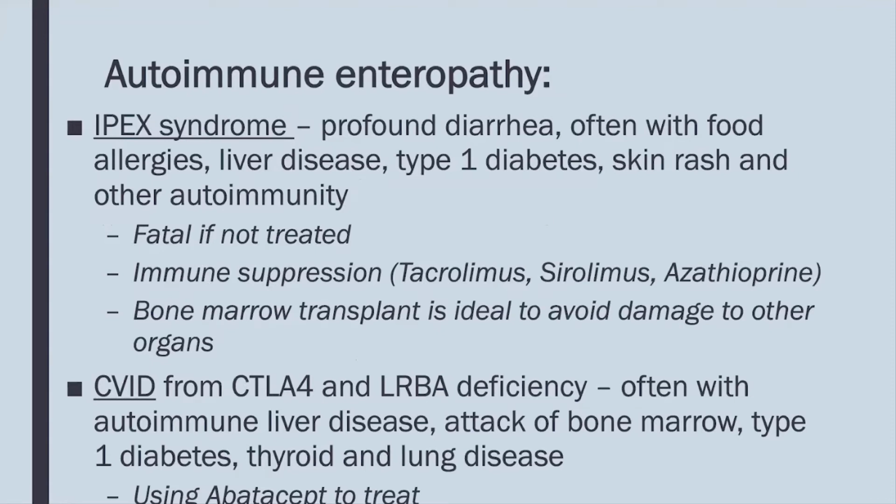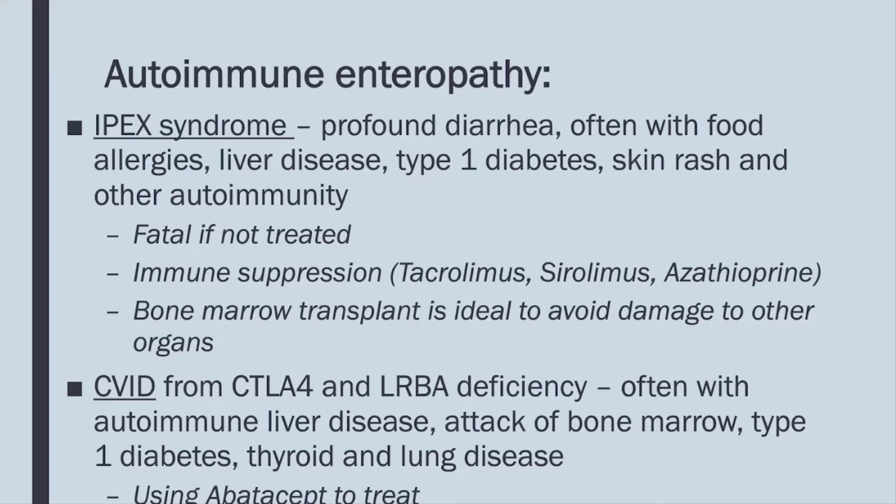Let's talk about autoimmune enteropathy. There are two main kinds of autoimmune enteropathy. One is seen with something called IPEX syndrome, or immune dysregulation, polyendocrinopathy, enteropathy, X-linked. These patients typically present with profound diarrhea very early on in life. They often will have a variety of food allergies. They might have liver disease and type 1 diabetes. They often will develop a skin rash, and oftentimes other parts of their body have autoimmune disease affecting them as well. IPEX syndrome is very severe, and it tends to be life-threatening if not treated.